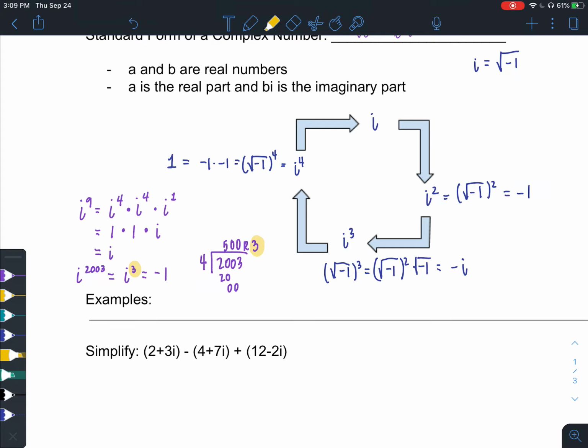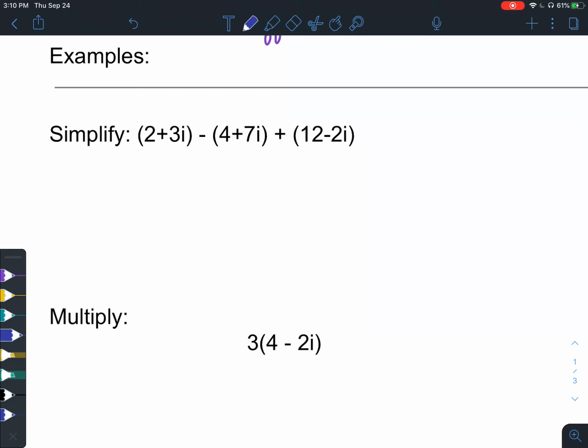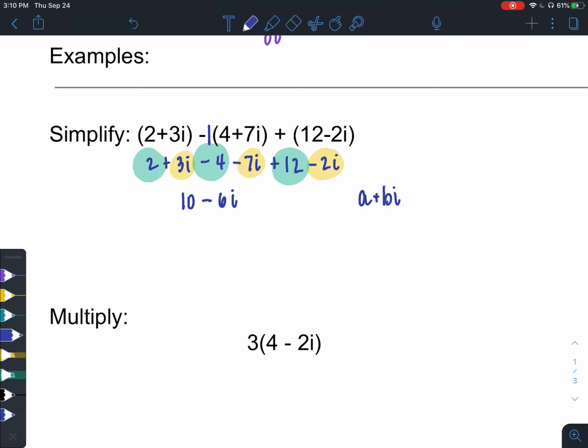Alright, so let's go ahead and jump to how we're going to simplify these. So we want to distribute this invisible negative 1 through. So we get 2 plus 3i minus 4 minus 7i plus 12 minus 2i. Then we want to combine like terms, so our i's are going to go together and our not i's are going to go together. Don't forget that negative on that 4. I'm going to highlight it, just be careful. So then we get 2 minus 4 plus 12 is 10. And then 3i minus 7i minus 2i is negative 6i. And that is in the form a plus bi. So this right here is our answer.